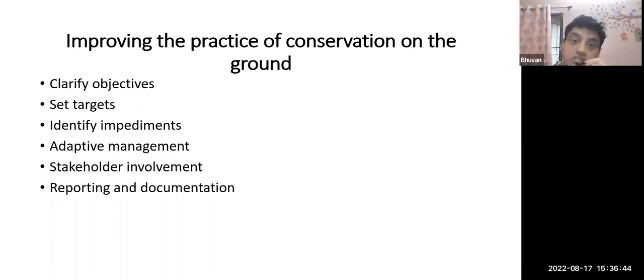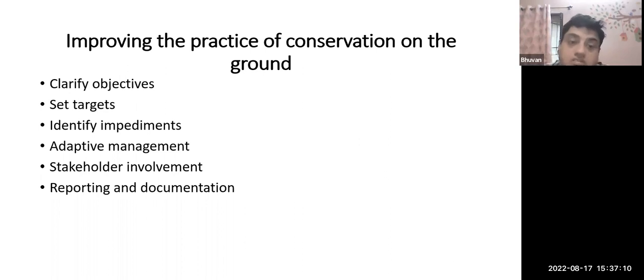Some are perceived at a very early stage, and some are unfortunately not visible, but as we chalk out our conservation plan, we might encounter them in future. So we have to identify all the impediments which are there, and then we have to have an adaptive management plan in place, followed by stakeholder involvement.